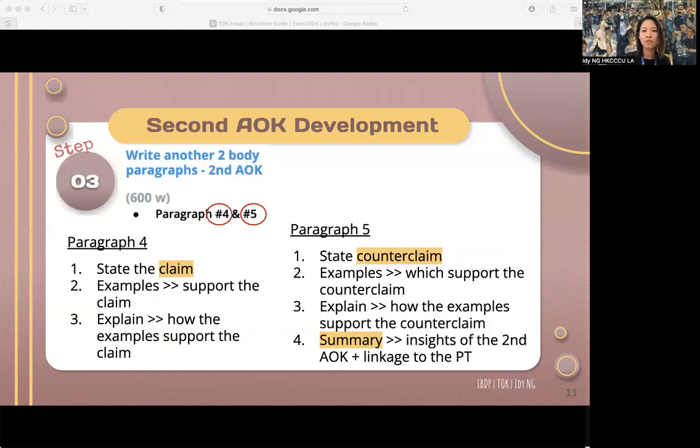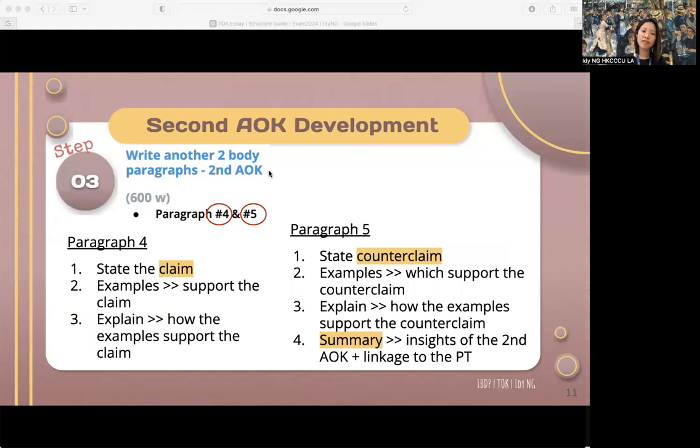insights. So now step 3, write another 2 body paragraphs for your second AOK. Also around 600 words in total. In paragraph 4, you may do like this. State your claim, all right? Provide an example which supports the claim. Carefully explain how the example supports the claim.